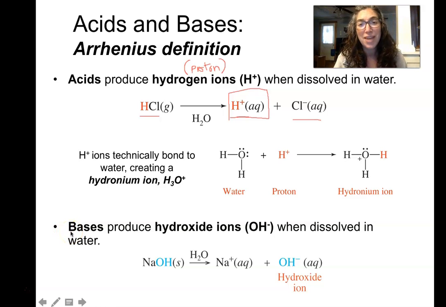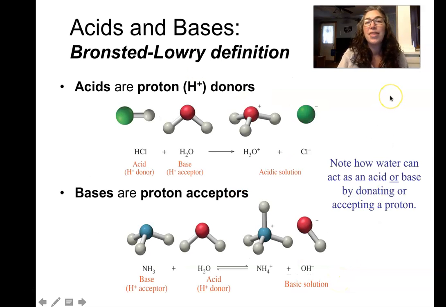Bases are things that produce hydroxide ions, OH-, when you add them to water. So sodium hydroxide is a base. It's actually the base that's in Drano. When you put it in water, it breaks up into sodium ions and hydroxide ions. These hydroxide ions are what make it a basic solution. So that is a very simple explanation of what acids and bases are, and it depends on them being dissolved in water, but sometimes we need a broader definition of acids and bases.